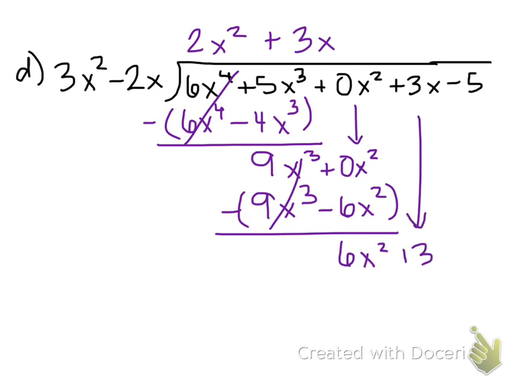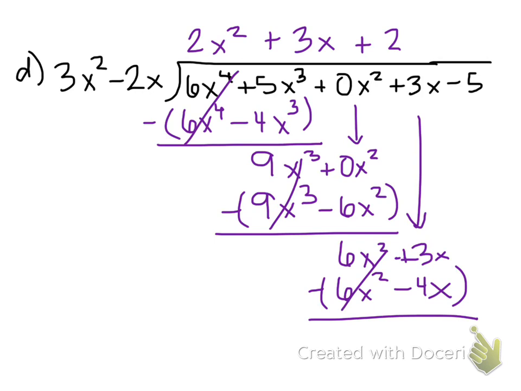Now we drop the 3x. So up here would be 2. When I distribute that, we get 6x squared minus 4x. So they cancel. I have 3 minus a negative 4, which would be 7x. Drop the negative 5. And at this point, I can't put anything up here because I can't multiply 3x squared by something and get something to a less power. So this is going to represent your remainder.